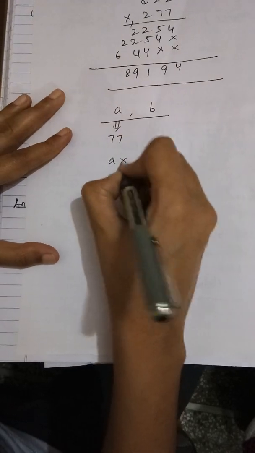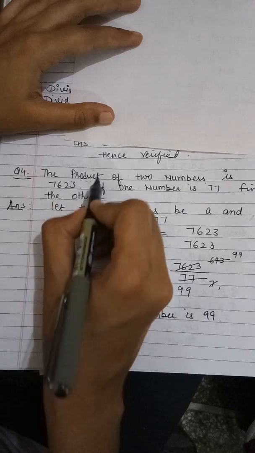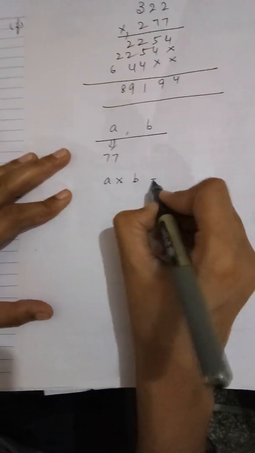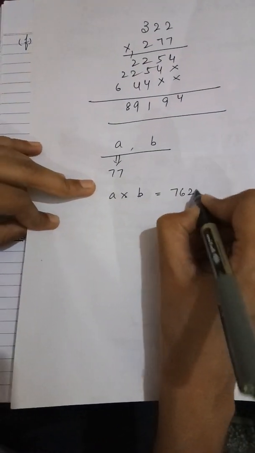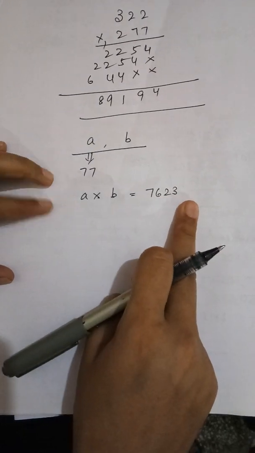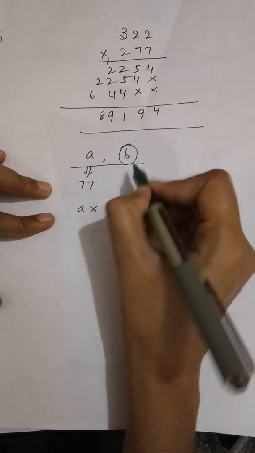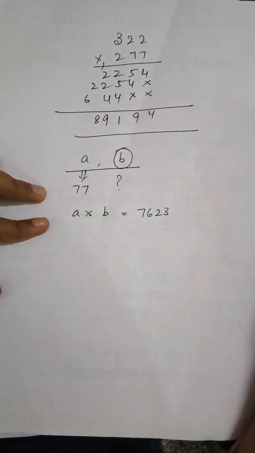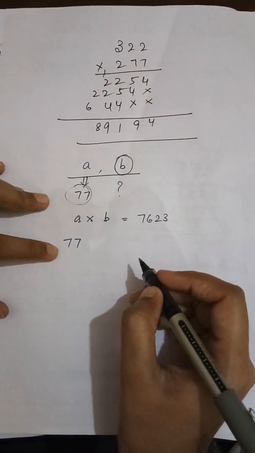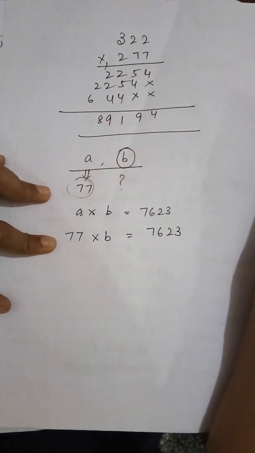Then the next line they said is the product of two numbers is 7623. Now I am going to multiply. Product means product of two numbers. The moment product comes, product means multiply. So the product of two numbers is 7623. Right, when I multiply these two numbers, I will be getting 7623. Now I have to find the value of the other number. Other number means I have to find the value of B. What is the value of A? 77. So instead of A I am going to write 77, multiplied by B equals to 7623.